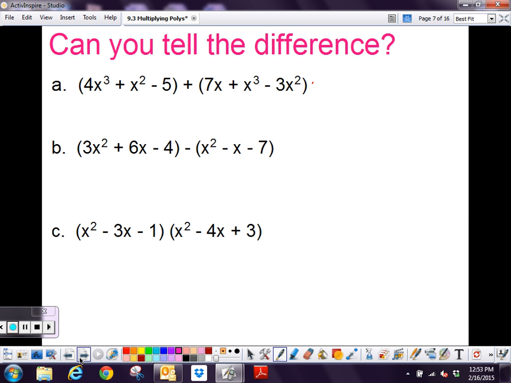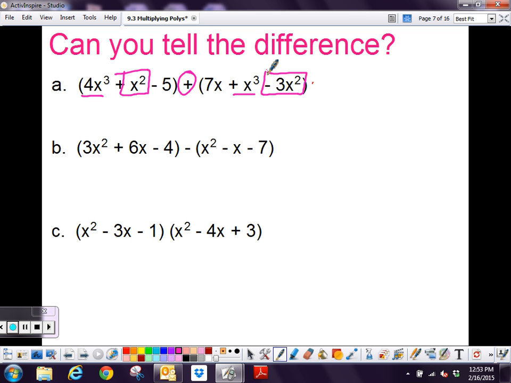On A, we're adding. We're not going to do any distributing here. All we are going to be doing is adding like terms. Okay, so we would do 4x cubed plus x cubed. Okay, and then we would do x squared plus a negative 3x squared. Okay, and we would work it that way. There's nothing to distribute here because we're not doing any multiplying.